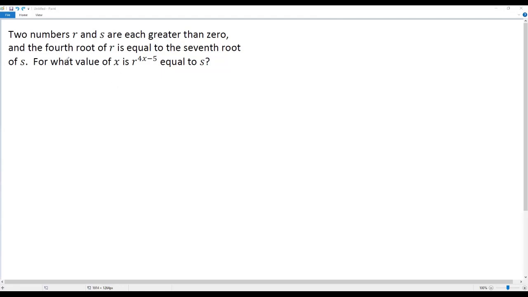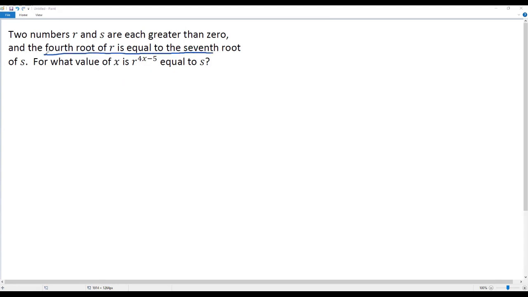Here we have a SAT math problem. Okay, let's go to the question. Two numbers r and s are each greater than 0 and the fourth root of r is equal to the seventh root of s. For what value of x is r to the power of 4x negative 5 equal to s? Okay, now let's consider this stuff over here.